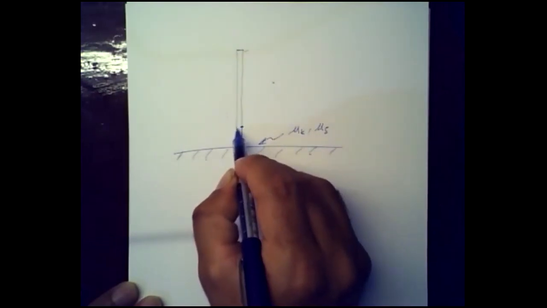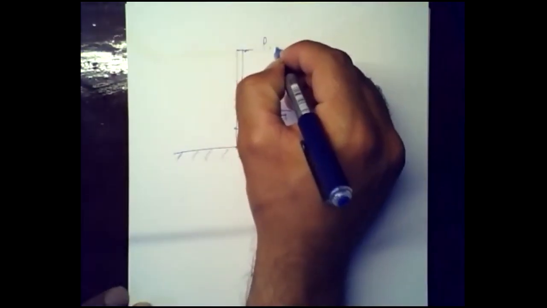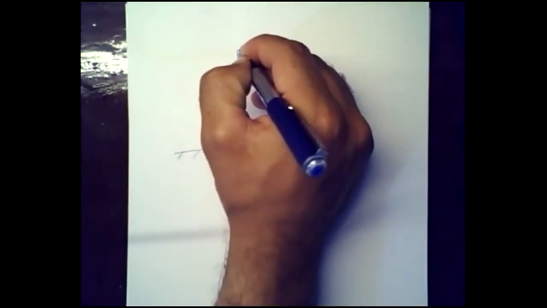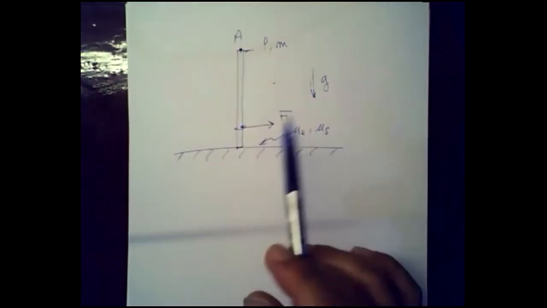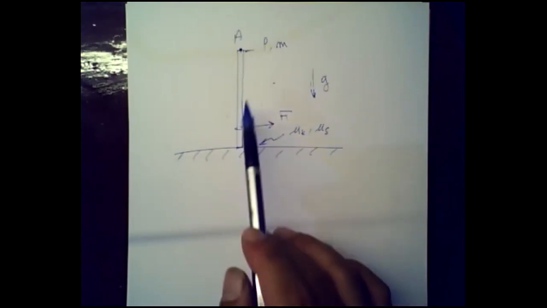I have a rope tied over here, and I'm pulling on this with a force F. The rod has a length L and a mass M, and G is acting downward. What I would like you to do is find the acceleration of point A right here as a result of that force. So you have a bar of length L, mass M. It is a thin rod, meaning it has no cross-section area. And this is the force, and this is the dynamics that we have.